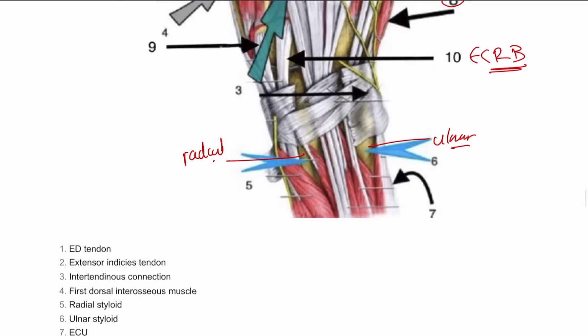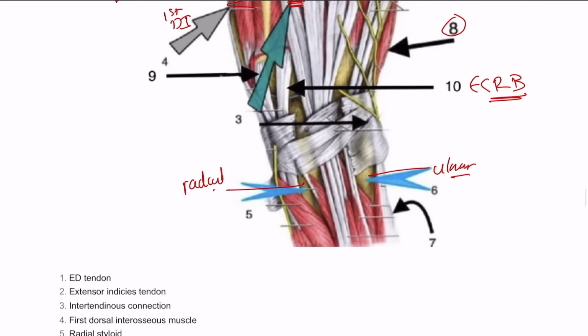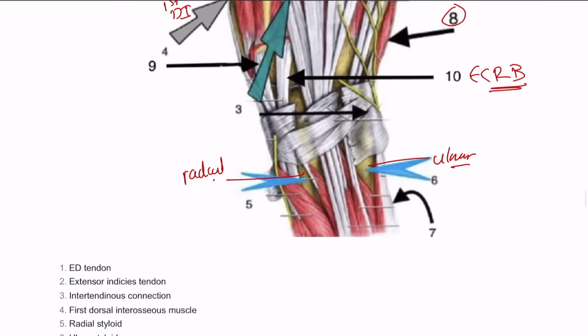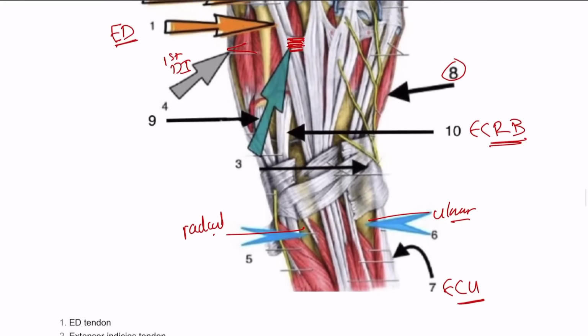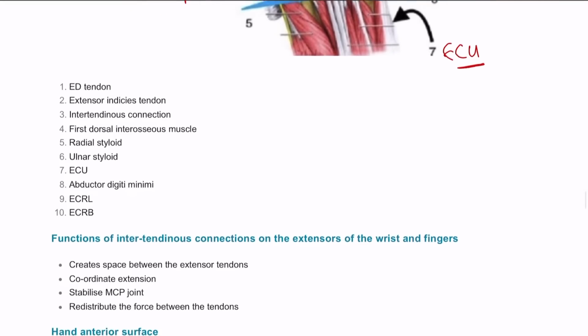But there is another muscle, which would be extensor carpi radialis longus. I'm just trying to find it. Seven is obviously extensor carpi ulnaris because you're on the ulnar side. Extensor carpi radialis longus will be 9. Yeah, this one. This one is the extensor carpi radialis longus, and this one is extensor carpi radialis brevis. All right. So these are the extensors of the joint.